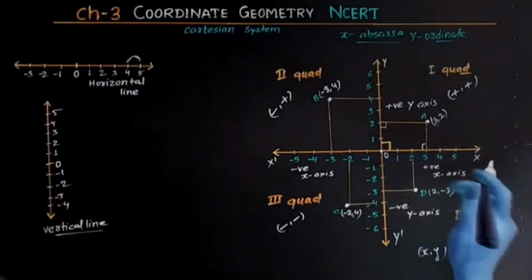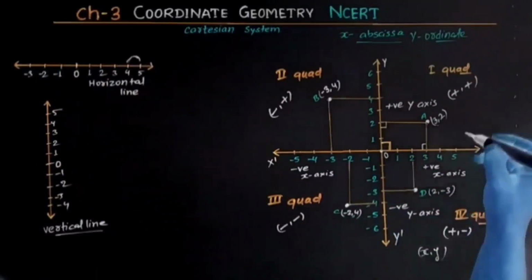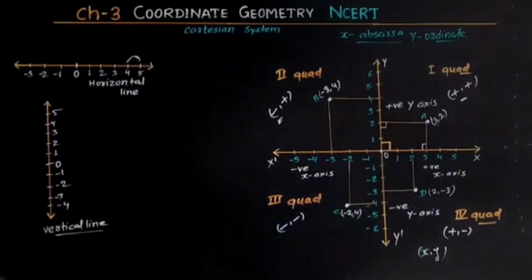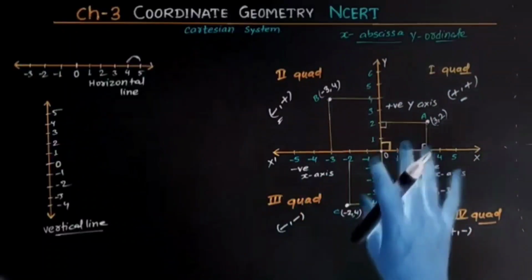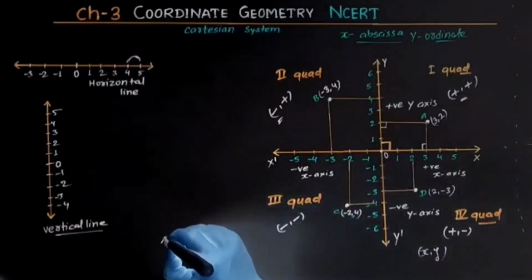In the fourth quadrant, x is positive while y is negative. In the third quadrant, both are negative. So this is the method to identify the position of an object.